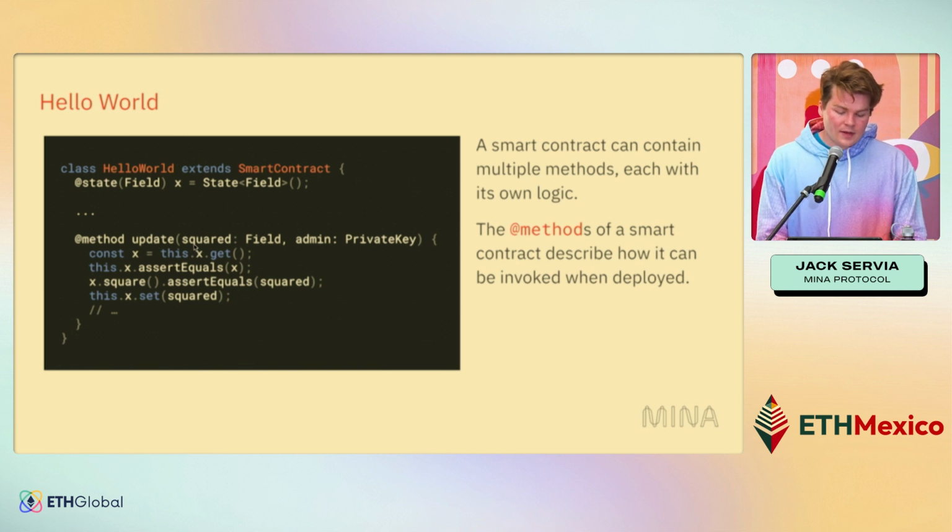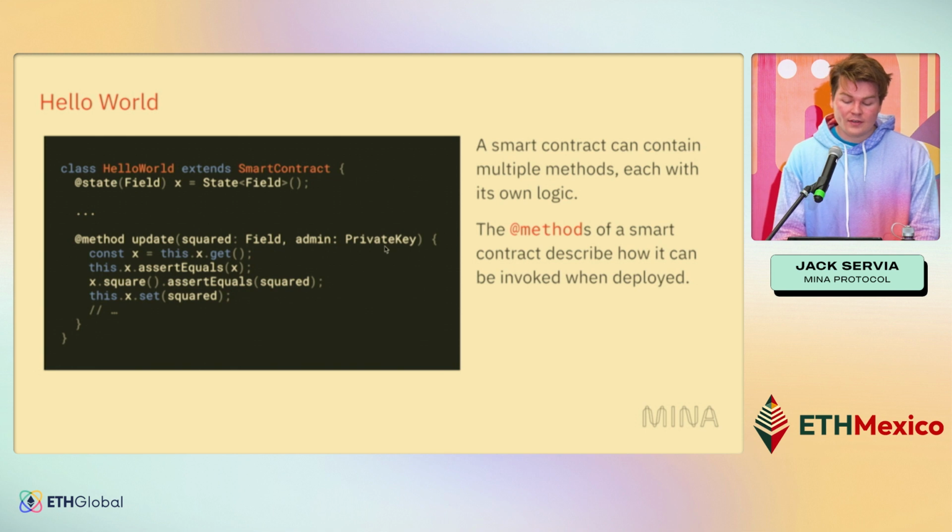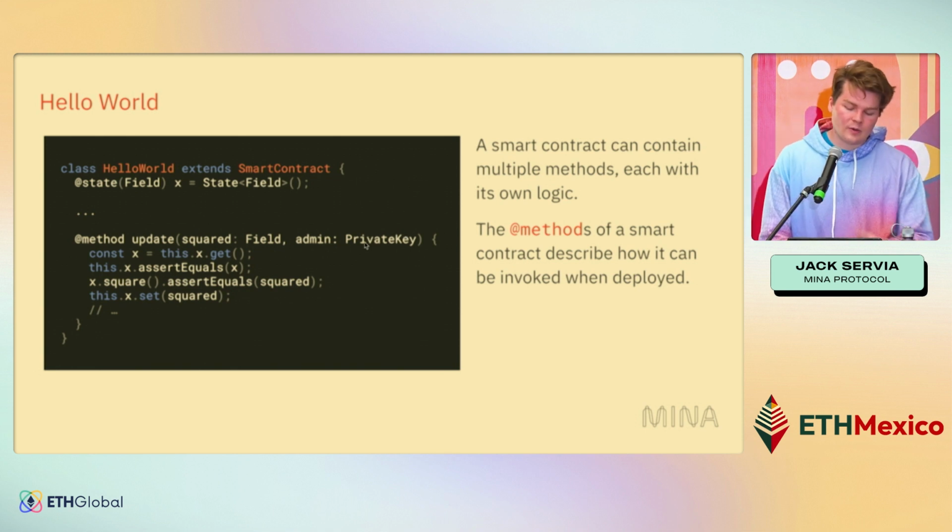And so this update method gets passed in a squared, which is a field element, and an admin, which is a private key, which is comprised of field elements, but you can see you can work with the private key type here directly. And so what we do is we have this constant x, which we're going to set equal to this.x.get. So we're going to get the value of x, which is going to be a field element equal to 3, I think. If we look at the last slide, yeah, it's going to be equal to 3. And so x is going to be equal to the on-chain state value of x.